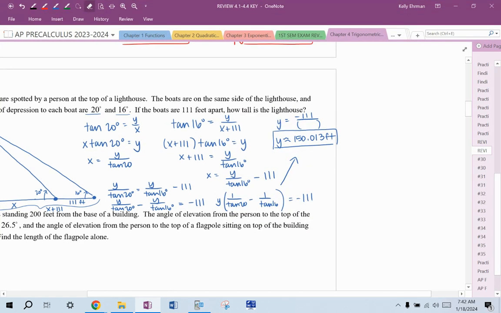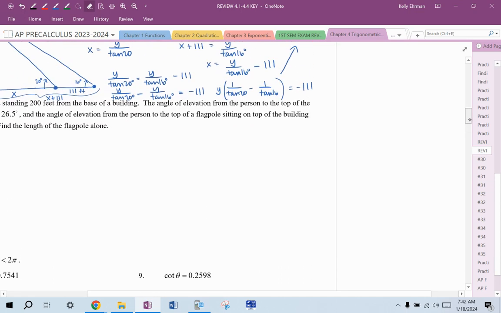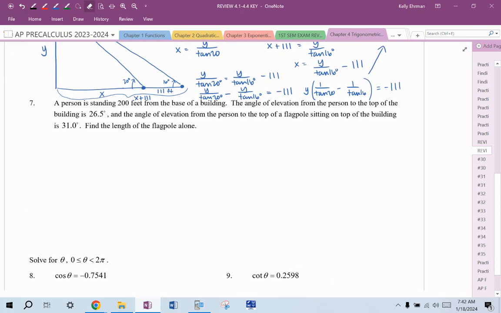All right, let's see this calculator problem. So a person is standing 200 feet from the base of a building, 200. The angle of elevation from the person to the top of the building is 26.5. The angle of elevation from the person to the top of a flagpole sitting on top of the building is 31. So let's just say the flagpole is here. Find the length of the flagpole alone.